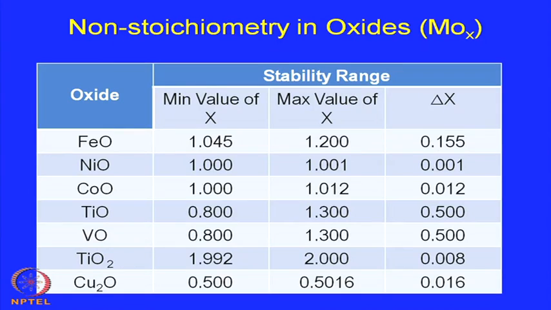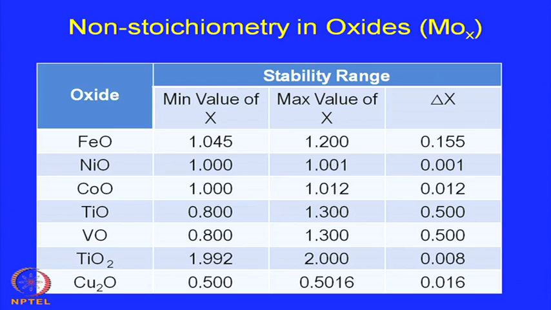Nickel oxide: sometimes it is 1, but many a time it is more than 1, but the deviation is little less, it is only 0.001. Cobalt oxide is in the same manner as nickel oxide, the deviation is also slightly more, but not too large, 0.012. Titanium oxide is a little different.